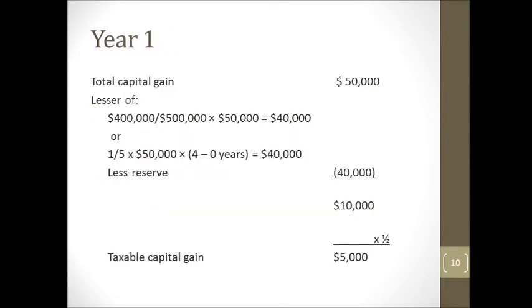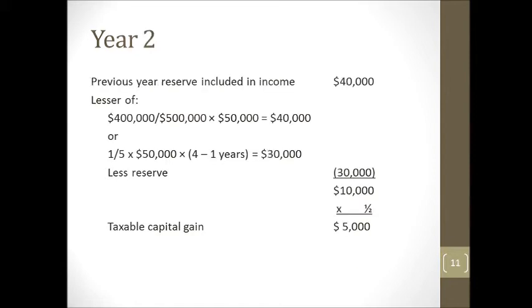Okay, let's start with year 1 on the next slide here. Working through the reserve calculation, you see that the first calculation and the second calculation are the same, that being $40,000. Therefore, 80% of the capital gain is deferred in year 1. Only 20%, or $10,000, of the capital gain is recognized in year 1, and 50% of that, being $5,000, is the taxable capital gain.